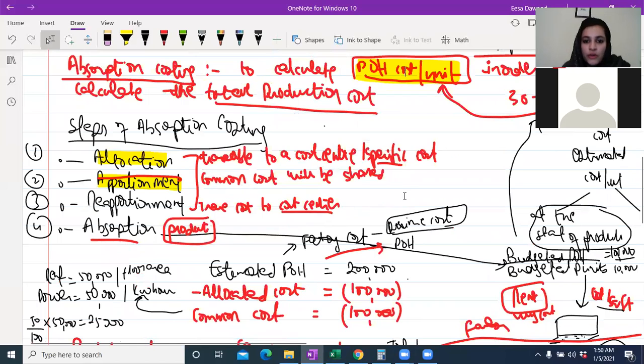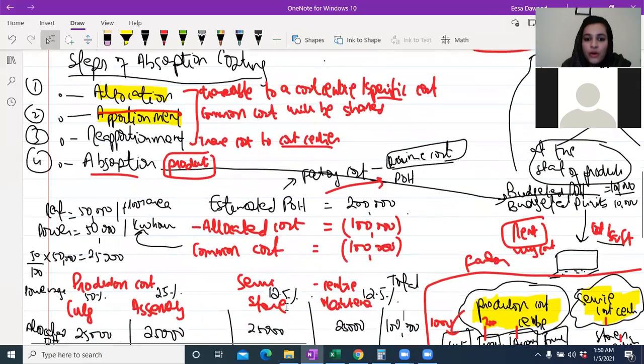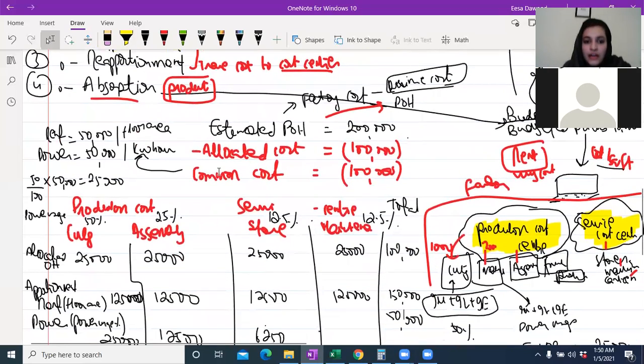Apportionment is where the common cost will be shared. Allocation is the process in which cost which is specific, which is directly traceable, will be directly allocated to that respective department. So out of 2 lakh cost, allocated cost was 1 lakh and common cost was 1 lakh. What was the common cost breakup?